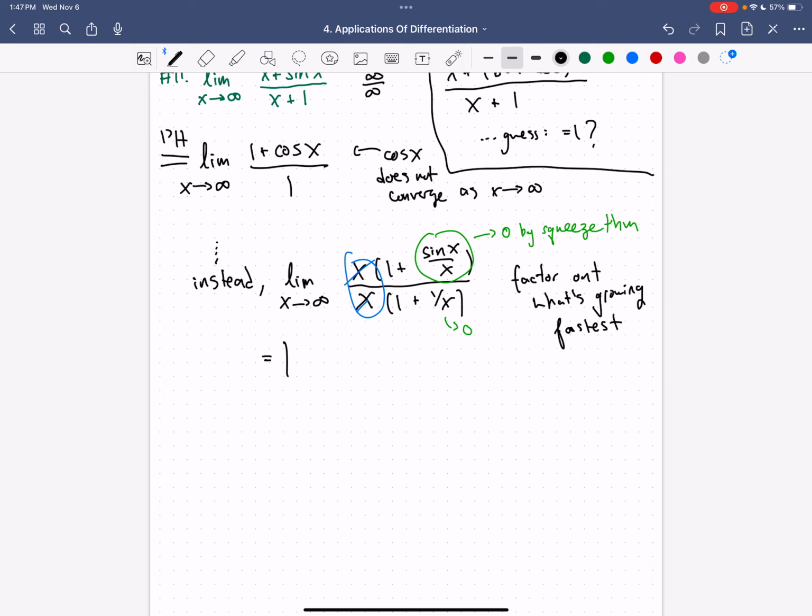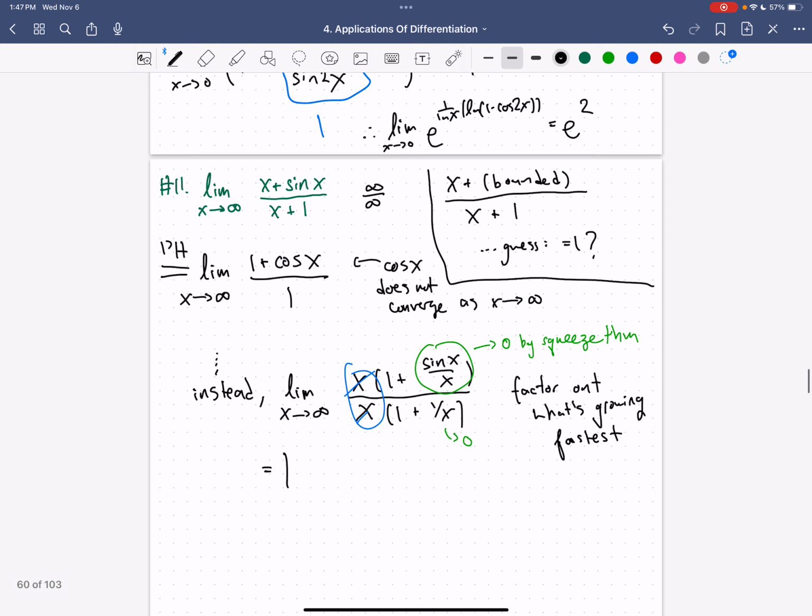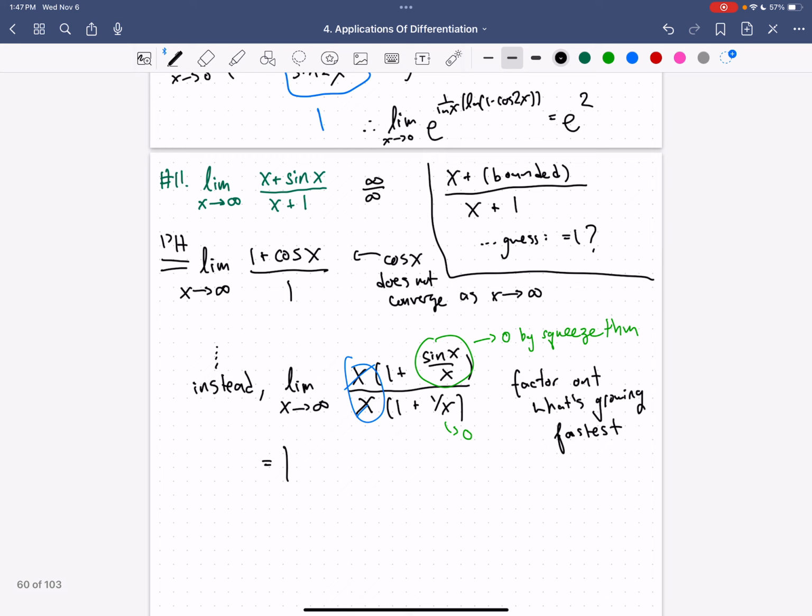So I guess this is a good example of one where trying to just use L'Hopital actually doesn't really help us, because we get something that isn't necessarily defined. So that's kind of interesting.